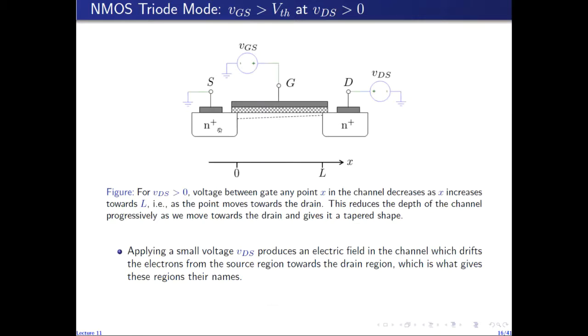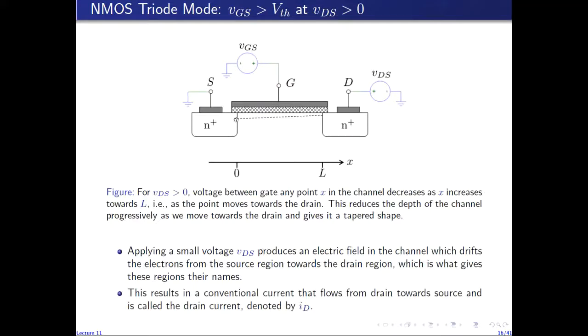So electrons will drift from the source towards the drain through this channel, and this is what gives these regions their names. The electrons are provided by the source into the channel, and as they drift through the channel they end up in the drain. So the drain actually collects the electrons drifting through the channel. Hence, this region is called the source region and this is called the drain region. This flow of electrons from source towards the drain through this channel results in a conventional current which flows from the drain towards the source through this induced channel. And this current is called the drain current and is denoted by I subscript D.